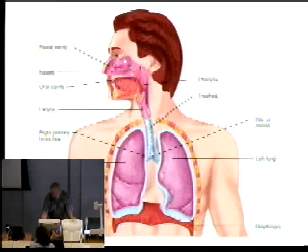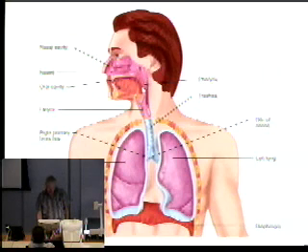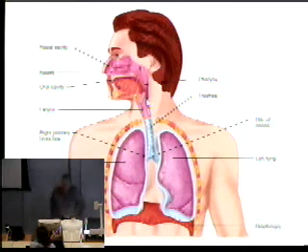So the epithelium lining these structures originated from the surface ectoderm. So the nasopharynx is going to be back here. The oropharynx is going to be just in back of the oral cavity, and then the laryngopharynx is the portion down here, obviously near the larynx. So all of these areas are going to be lined by endodermal origin epithelium.